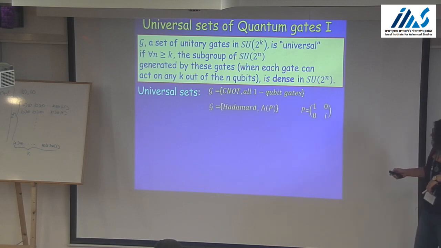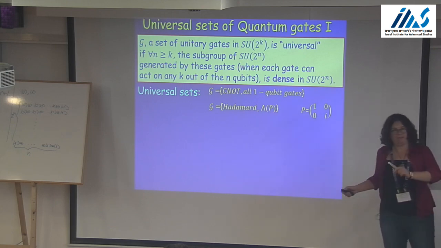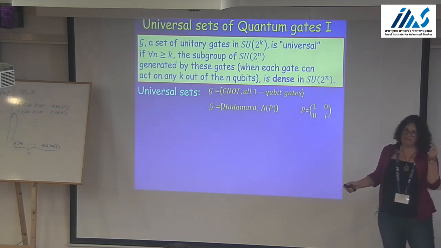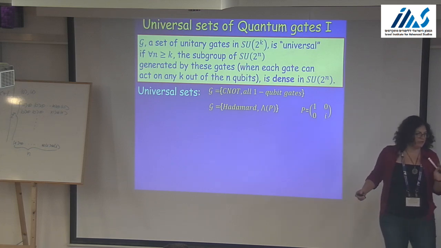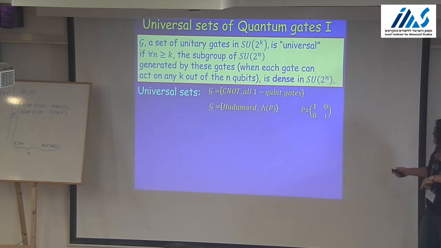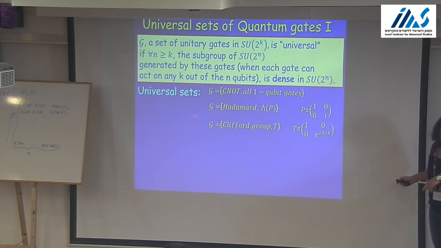Here's another set. Hadamard plus just 2 gates. Hadamard and what's called the controlled P. P is this 2 by 2 matrix, meaning a single qubit, and controlled P means you apply P on the second qubit if the first qubit is 1, and if it's 0, you don't do anything, just like controlled NOT, but controlled P. So these 2 gates are also universal. And the Clifford group and the T gate, this is the T gate, is also universal.